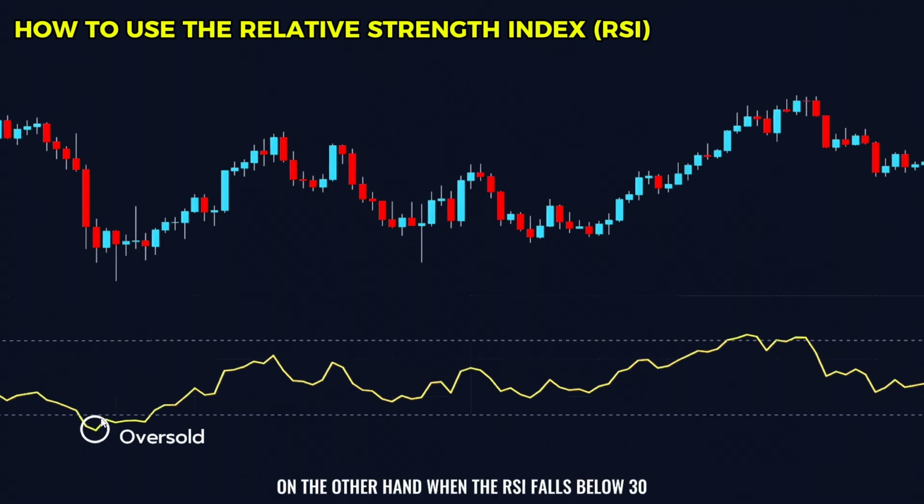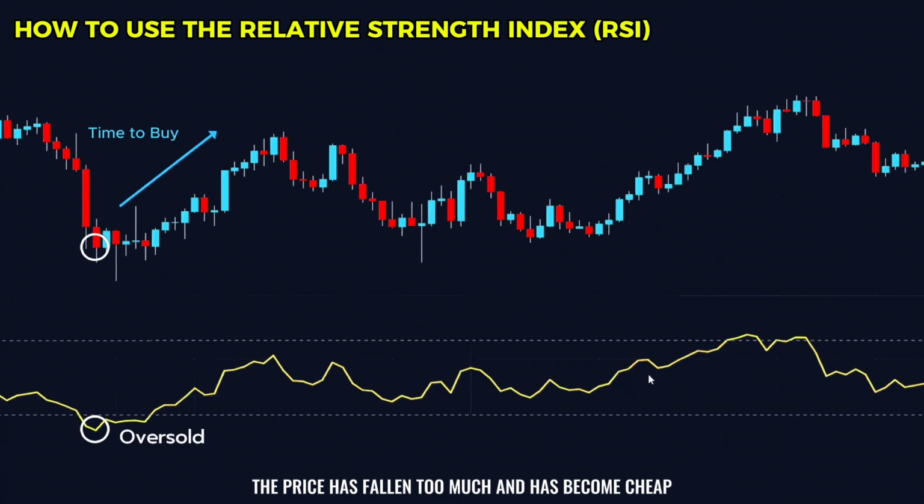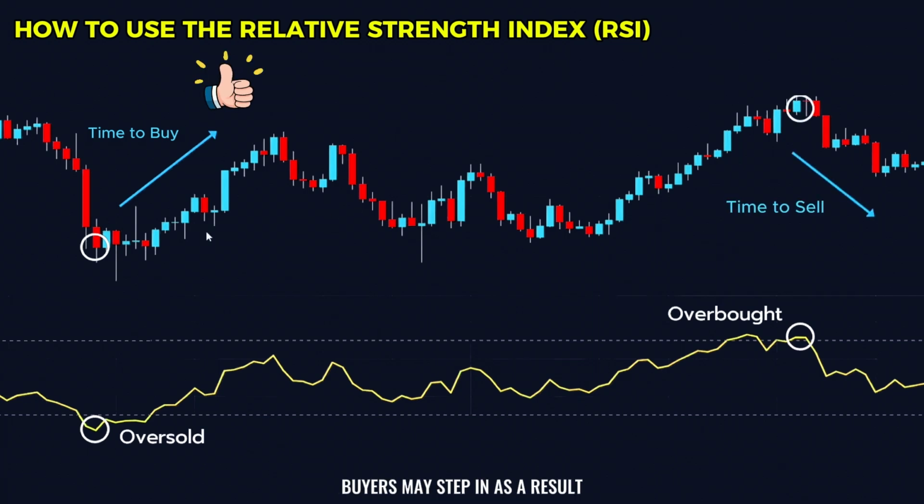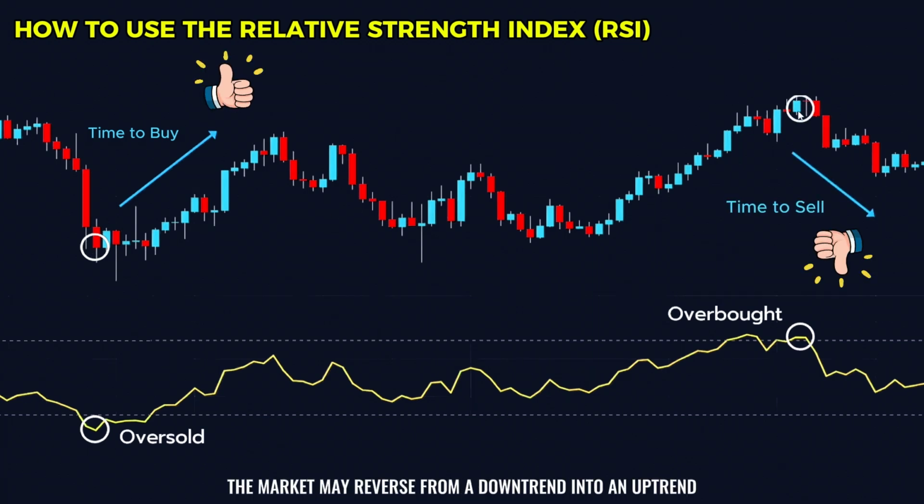On the other hand, when the RSI falls below 30, it tells us that the market has become too weak. The price has fallen too much and has become cheap. When the RSI enters the oversold zone, like in this example, it tells us that there has already been excessive selling. The price has become cheap. When the price becomes cheap, buyers may step in. As a result, the market may reverse from a downtrend into an uptrend.